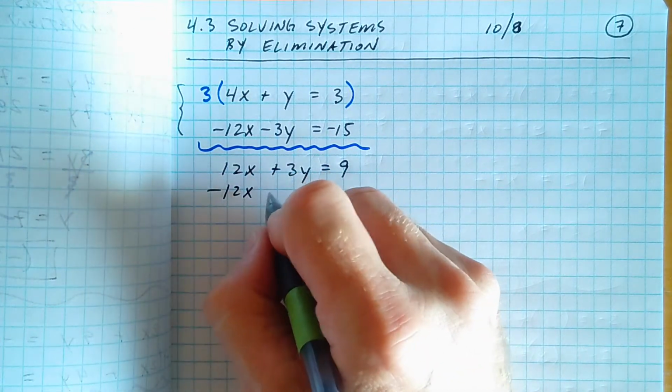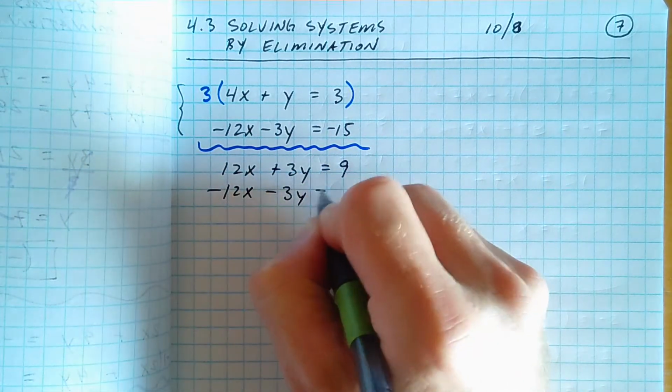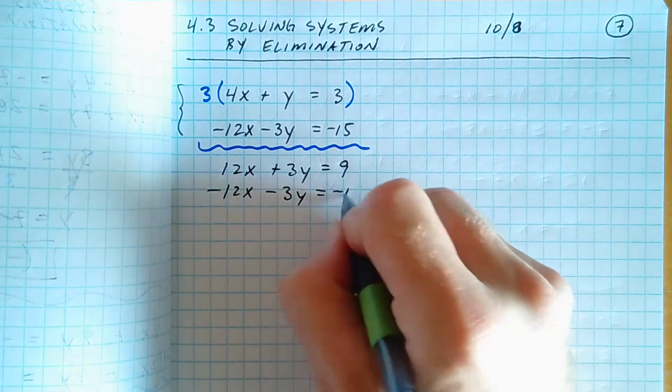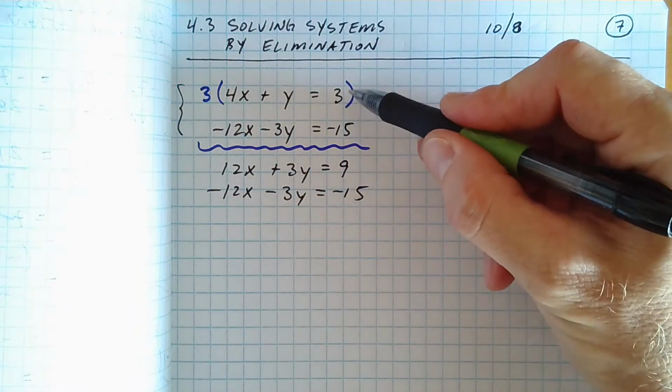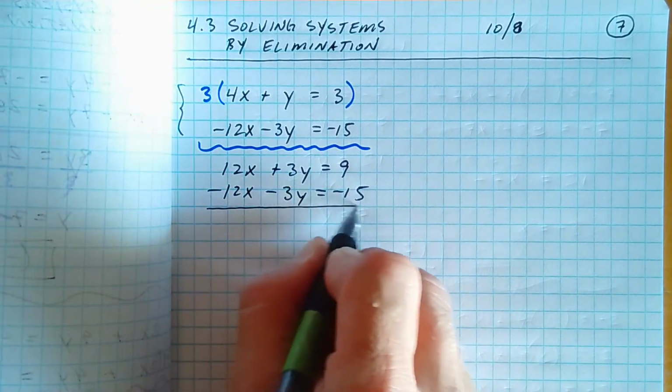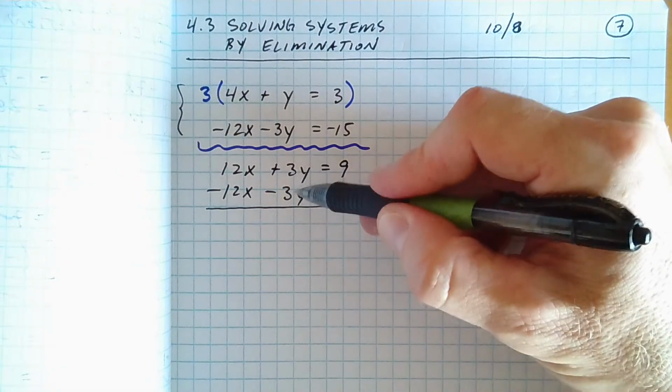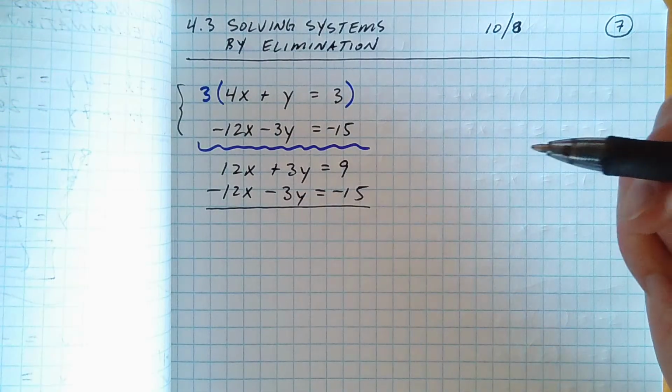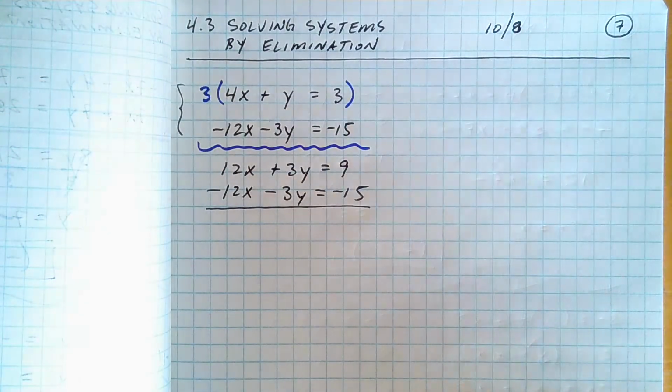And on the bottom I have negative 12x minus 3y equals negative 15, right? I just multiplied the top one and rewrote the second one without changing anything. And the reason I did that was because I could easily see that I was going to get opposite coefficients right there. And that's the whole goal.